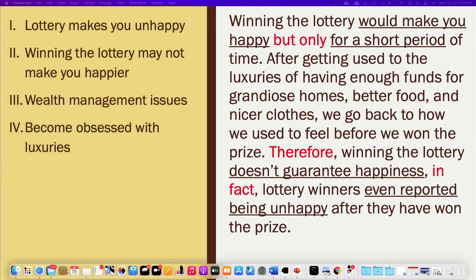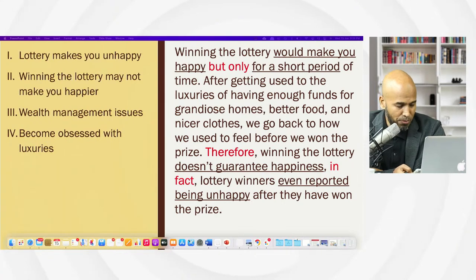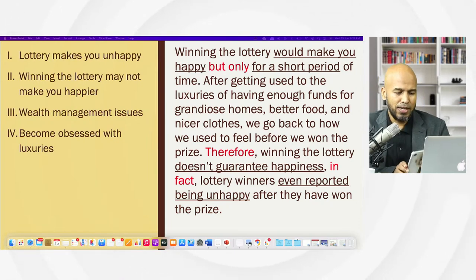So the other side, but only for a short period of time. Okay, only for a short period of time. So after getting used to the luxuries of having enough funds, homes, and so on. And later, the last sentence says, therefore, winning the lottery does not guarantee happiness. Awesome. Mahabub Bhai, awesome. Kamrun Nahar, awesome. Thank you. Thumbs up. You have got the answer. So I guess now you see how to answer them.